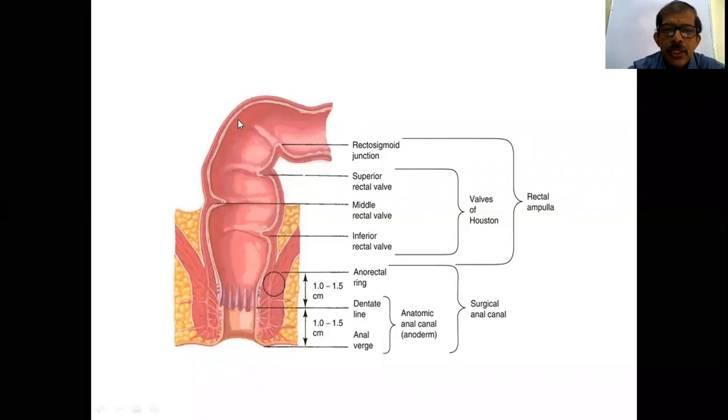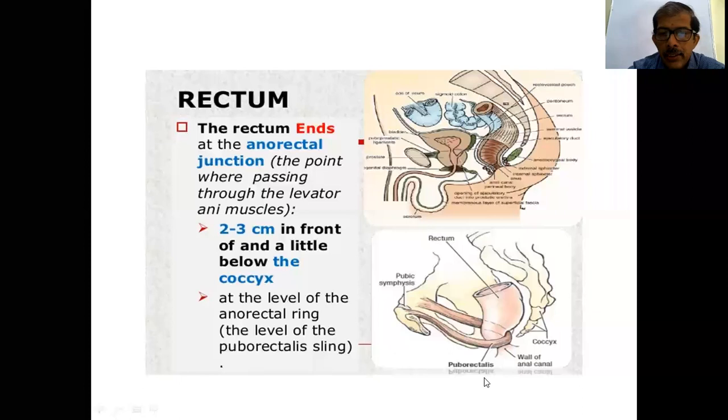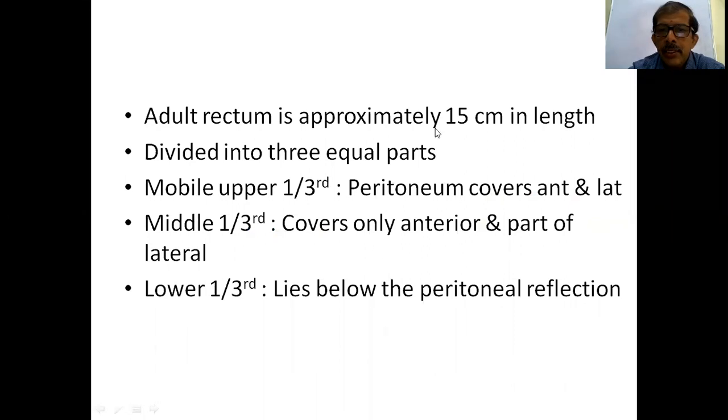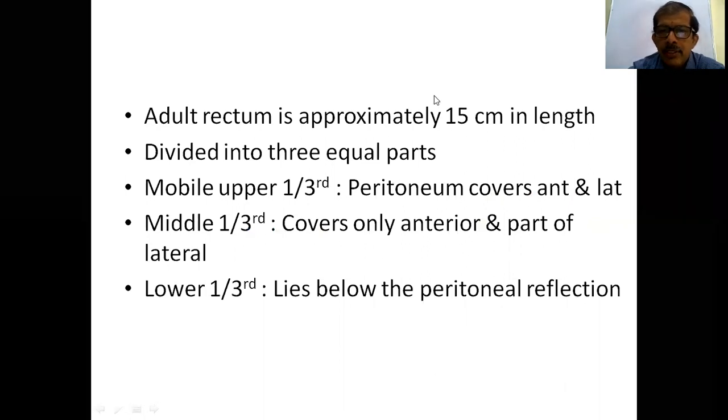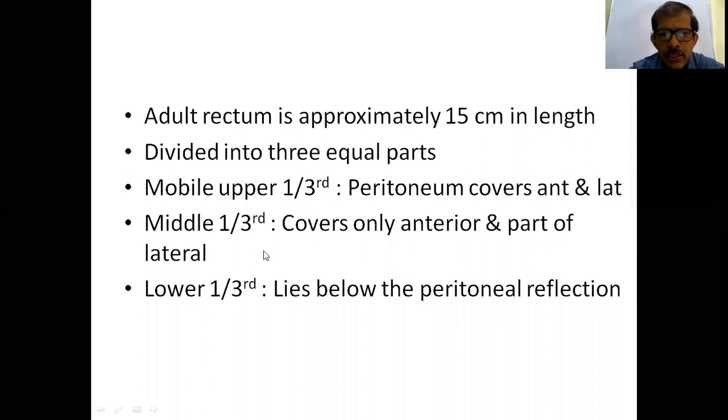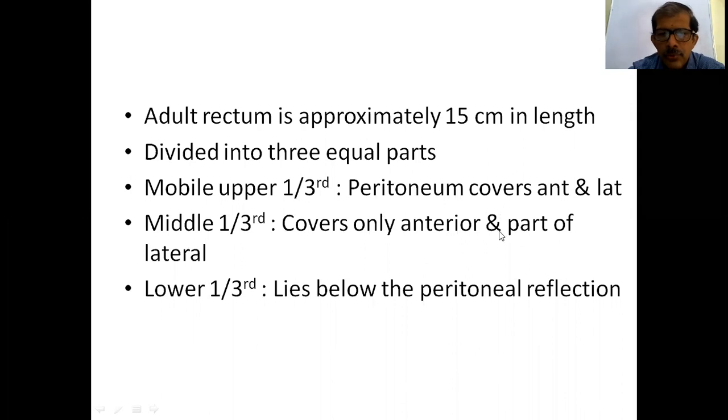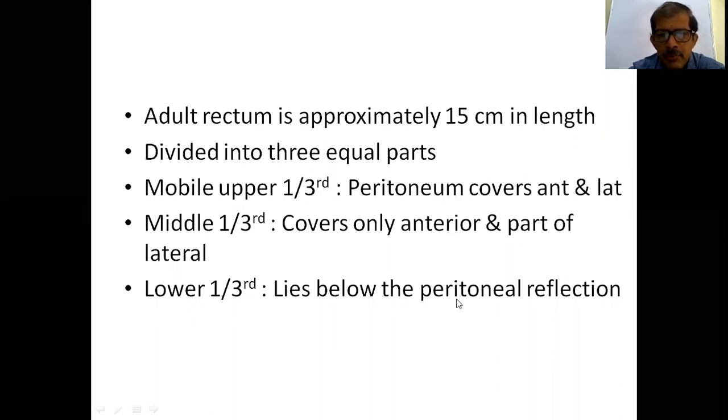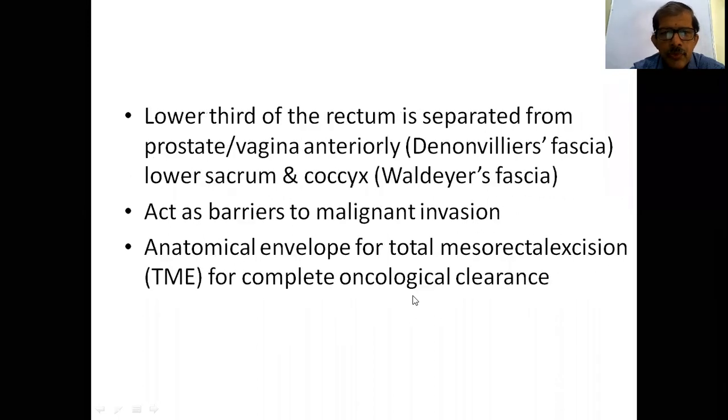So two on the right side and one on the left side. And this is the anorectal region I was talking about. The approximate length of the rectum is 15 centimeters and it is divided into three almost equal parts. The lower one third is entirely below the peritoneal reflection.